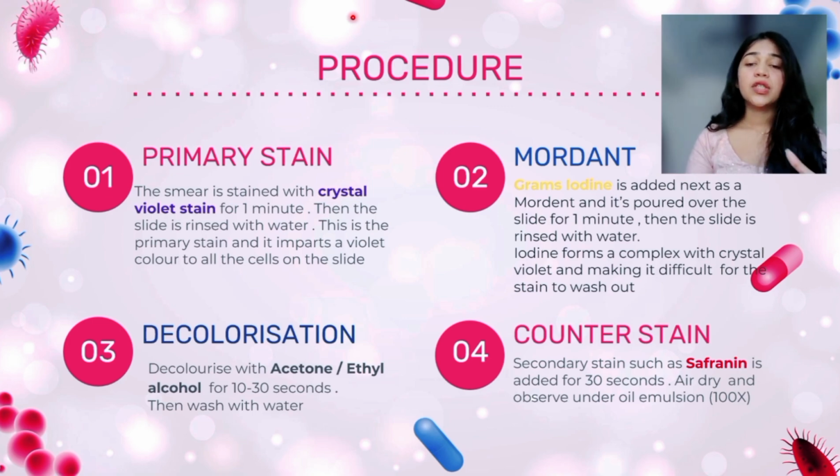After all the staining procedure, we need to keep the slide for air drying, and after drying we need to add some oil and observe it under the 100x, that is the oil immersion.